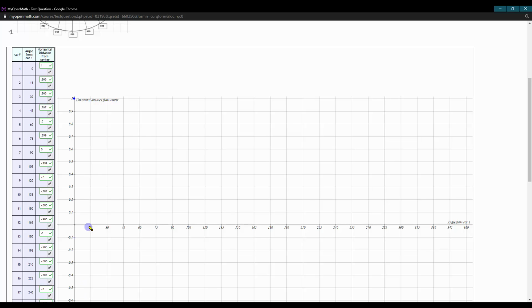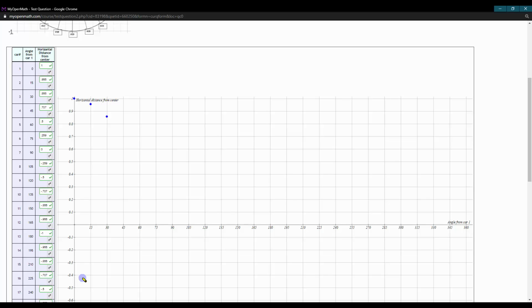And we'd repeat this for every subsequent point. So we'd go right 15 degrees, and then go up to 0.966 and eyeball it there in between the 0.9 and the 1. And then we would repeat it again for 30 degrees, which is going to be at 0.866.